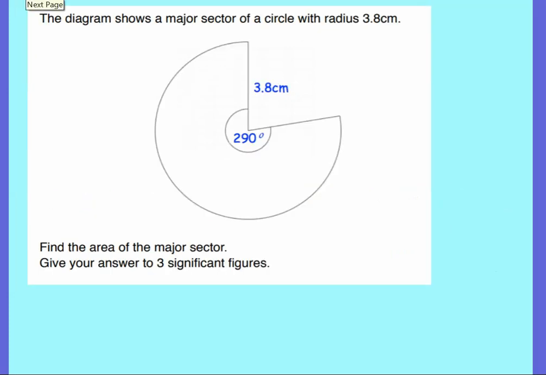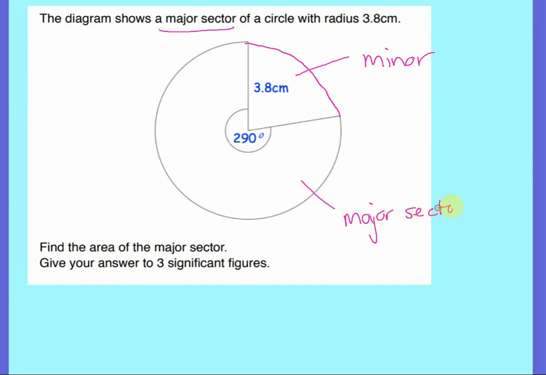So this has got a bit of new terminology for us. We've got this major sector. Now, when you have a circle, I'm just going to draw this pink line on here. I might delete this in a minute. So we have a minor sector and a major sector. Basically, small and big. And they want us to work out the area of the major sector. That's very kind of them because they've actually given us the angle that we need.